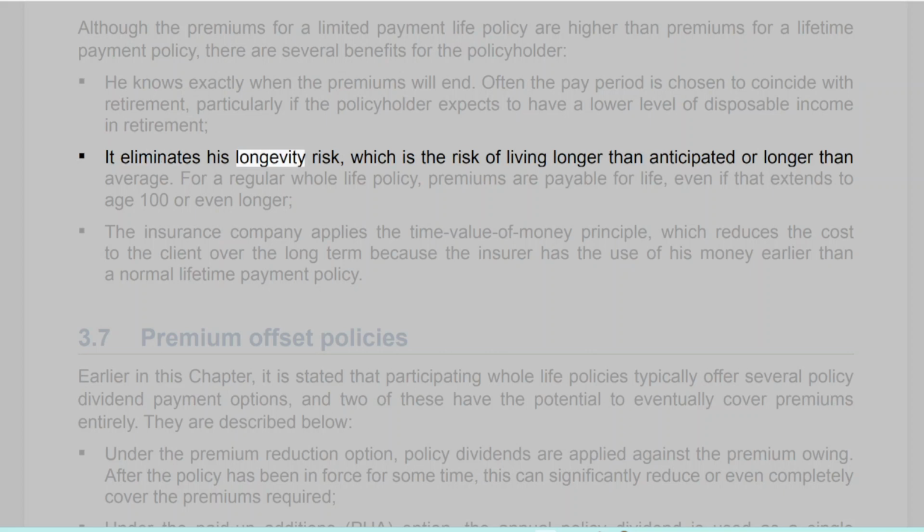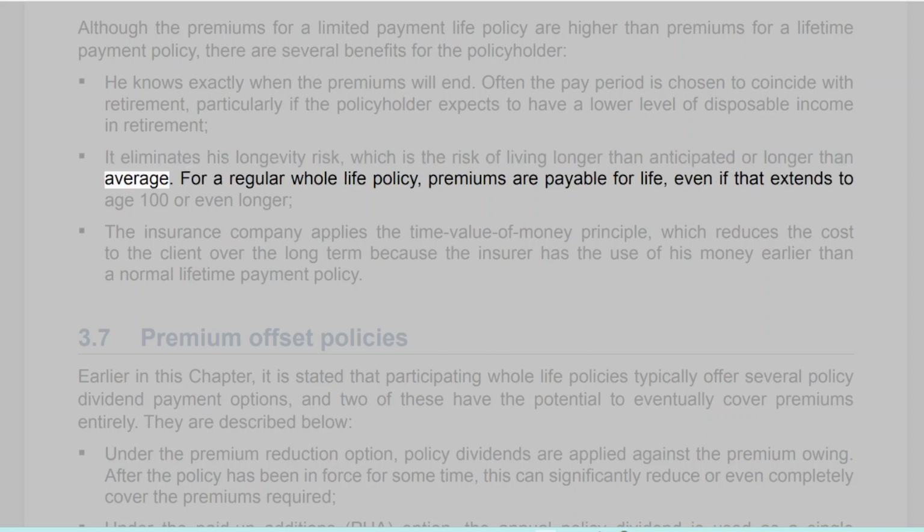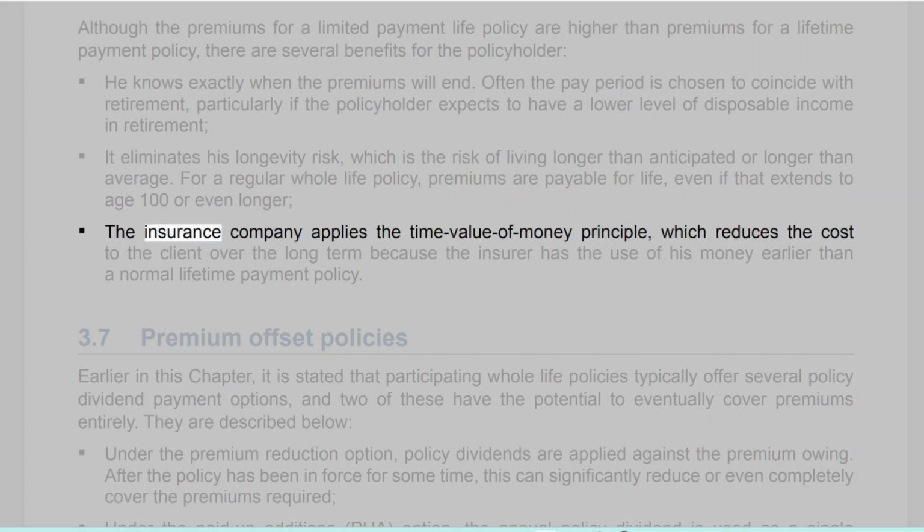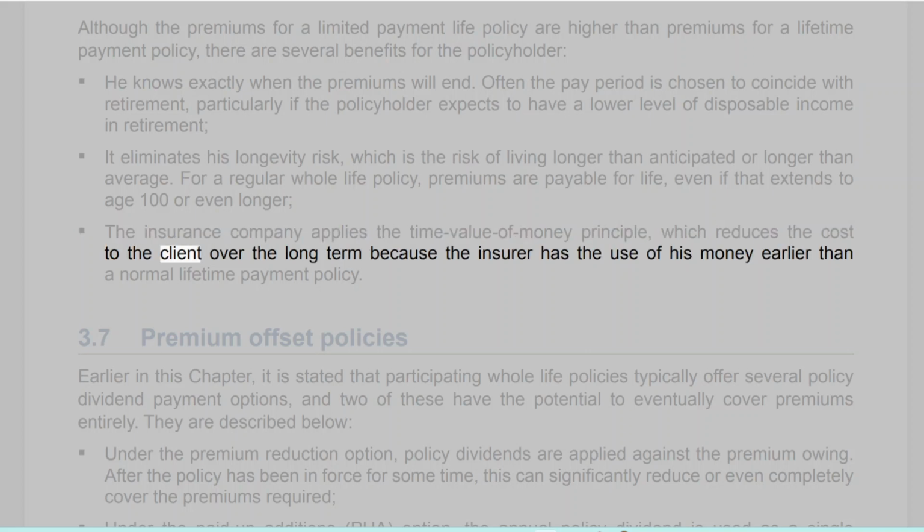Second, it eliminates his longevity risk, which is the risk of living longer than anticipated or longer than average. For a regular whole life policy, premiums are payable for life, even if that extends to age 100 or even longer. Third, the insurance company applies the time value of money principle, which reduces the cost to the client over the long term because the insurer has the use of his money earlier than a normal lifetime payment policy.